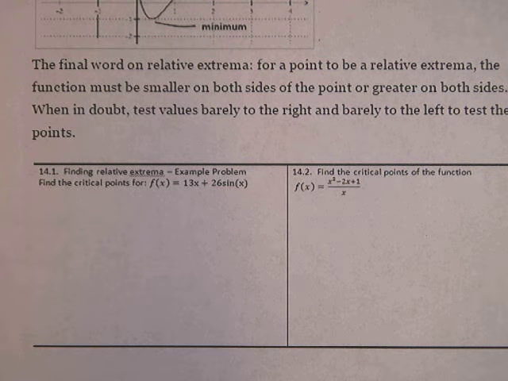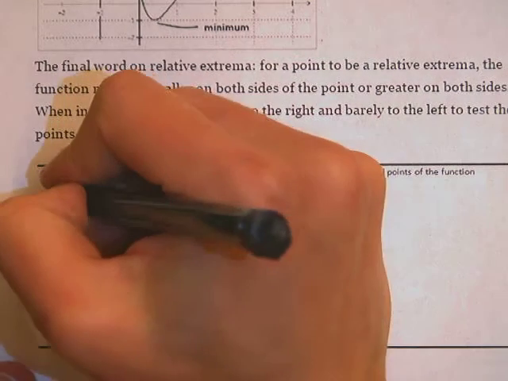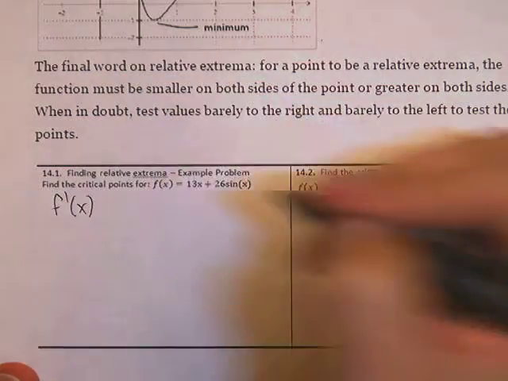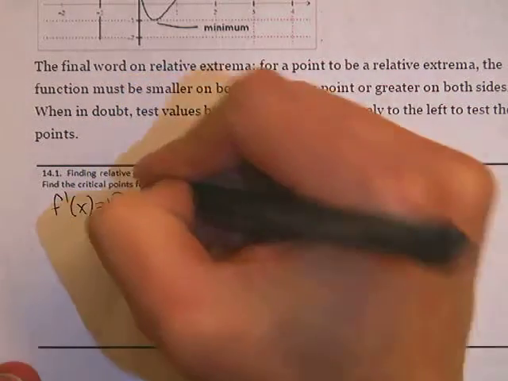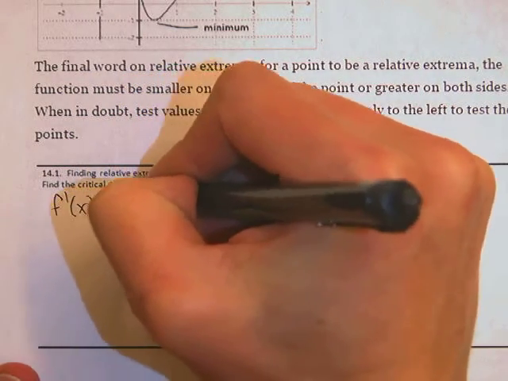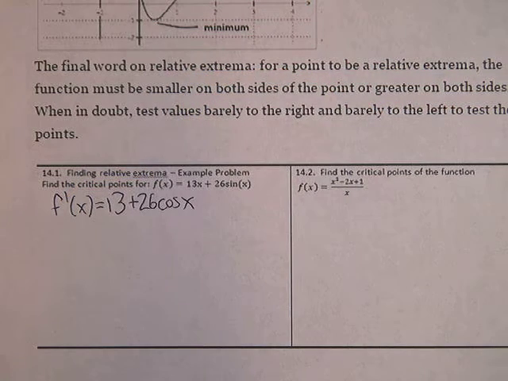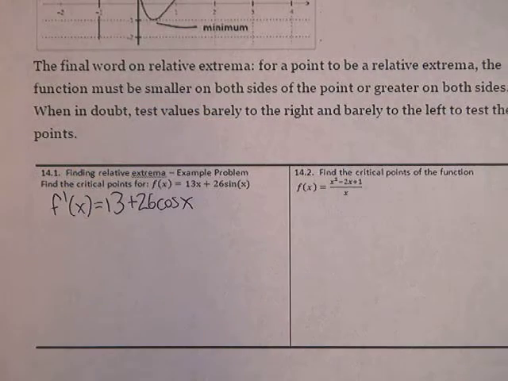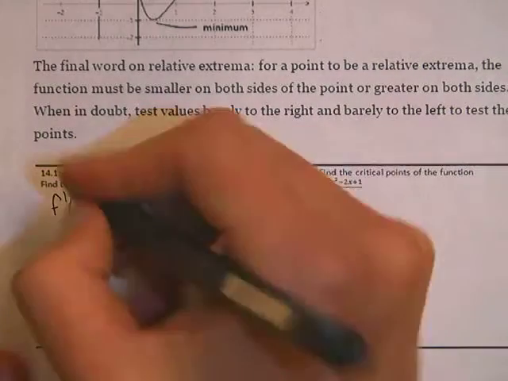So first, it says find the critical points of that function, f of x is equal to 13x plus 26 sine x. So first thing we do is take the derivative. F prime of x is equal to 13 plus 26 cosine of x. That was easy. Now, I have to say what x values am I not allowed to plug in. Turns out none. You can plug anything into cosine. So we can just move straight along to where this is equal to 0.